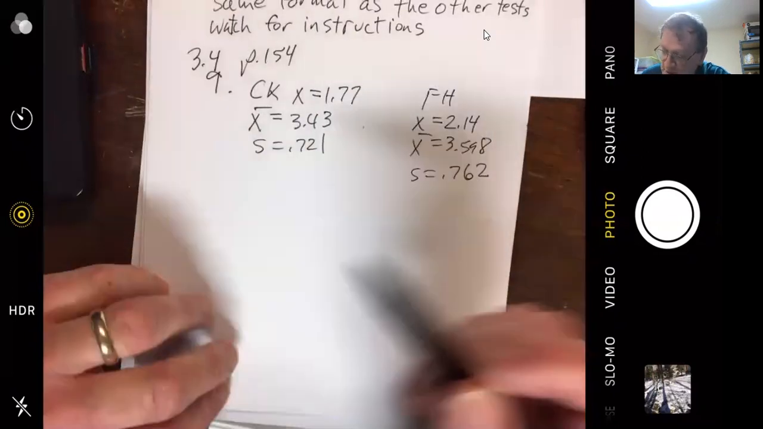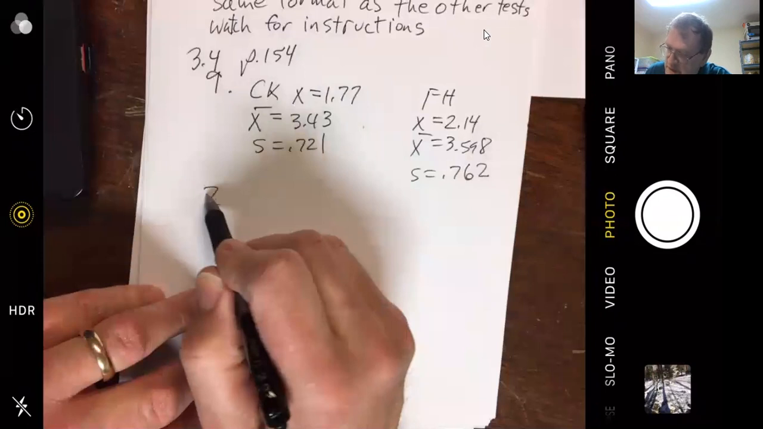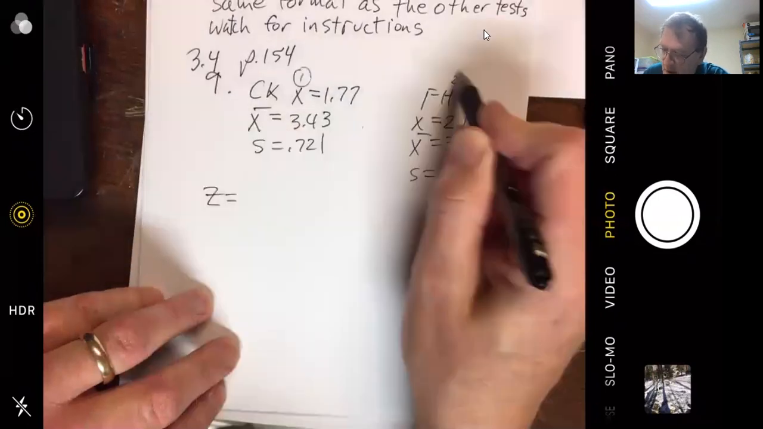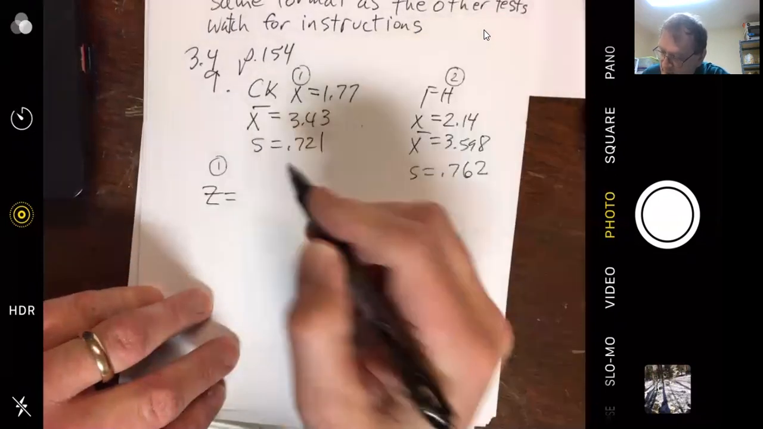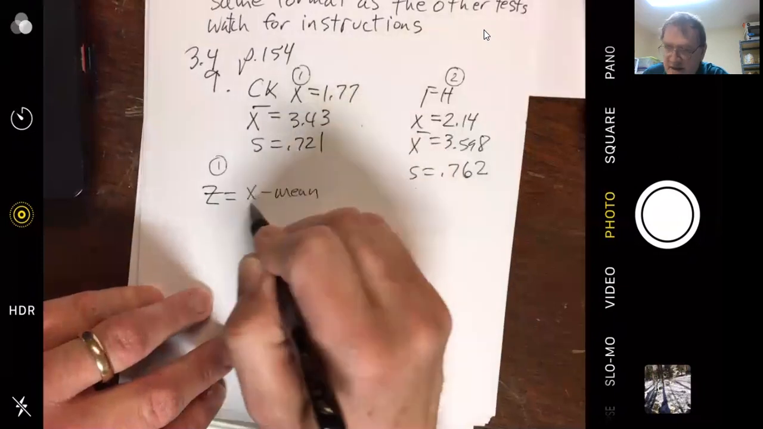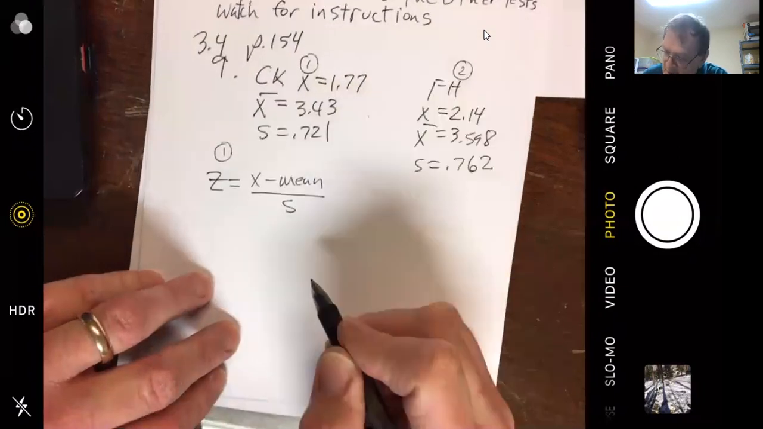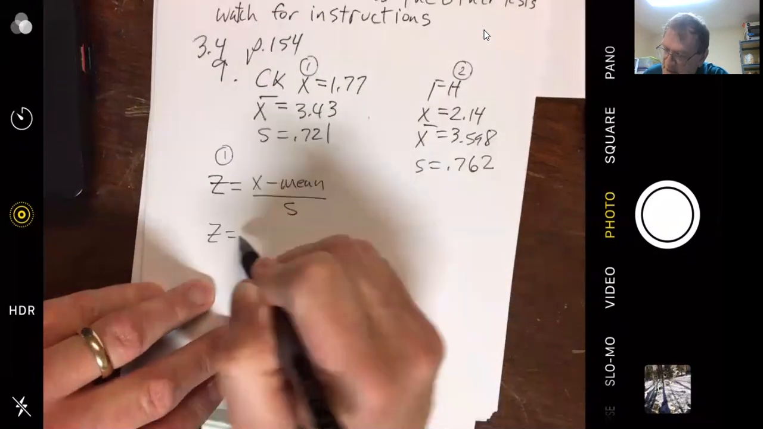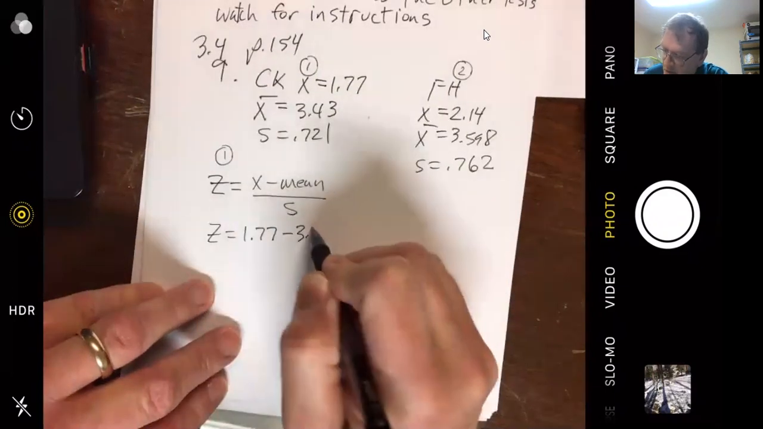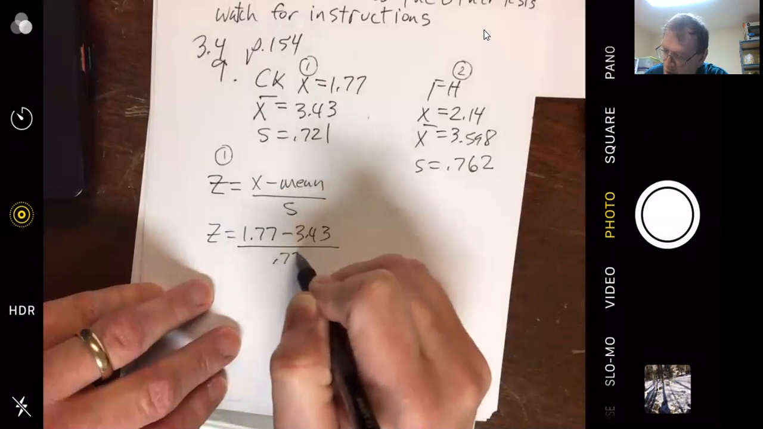And that's really what you've got to bring in. If you remember your z-score formula, we'll call this number one, this number two. Number one, x minus mean divided by standard deviation. So 1.77 subtract 3.43 divided by 0.721.